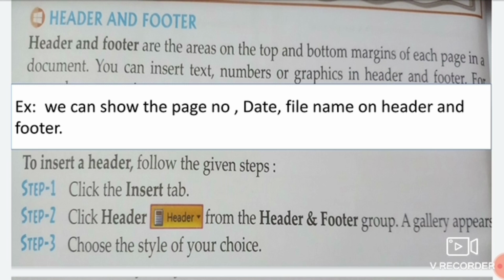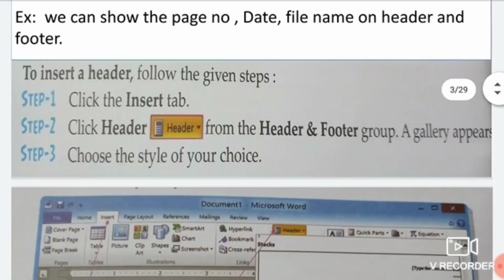To insert a header, you need to follow some steps. Step 1, click on the Insert tab. In the Insert tab, go to the header and footer group. In this group, you will get an option, Header, which is shown in the picture also. You can see this is the header, which appears at the top of the page. As you select this header option, a gallery appears. Choose the style of your choice.